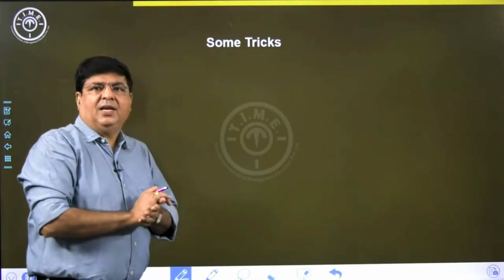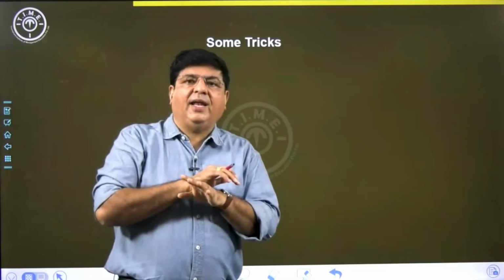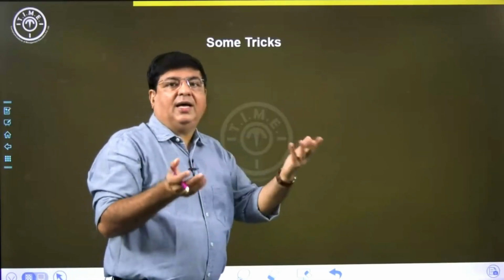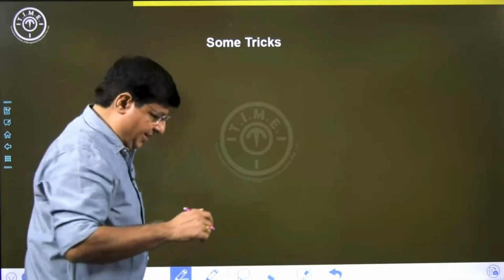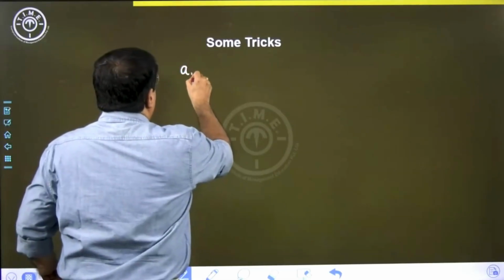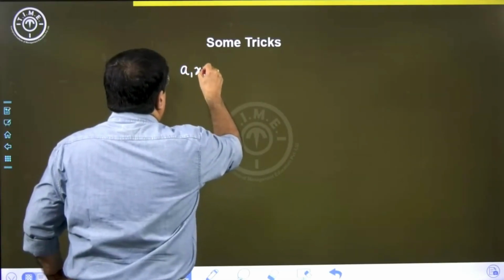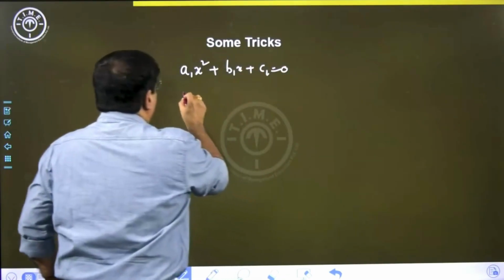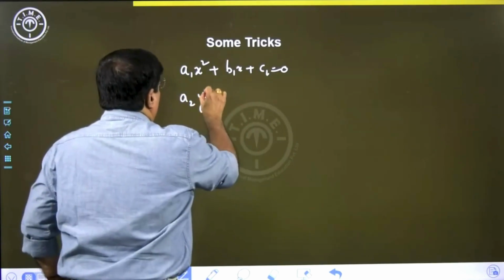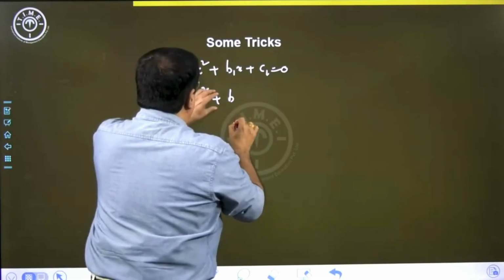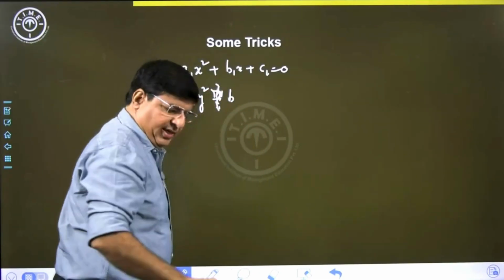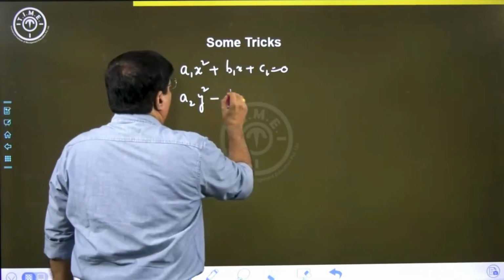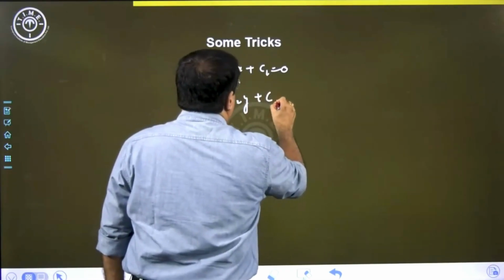Let us see some tricks, special cases of quadratic equations which don't require even getting into the shortcut method. That is also not required. Looking at the problem, you can directly give the answer. I will discuss 2 such cases here. First case, if the quadratic equation is like this, a1x square plus b1x plus c1 is equal to 0. The second equation I will take as a2y square minus b2y plus c2 is equal to 0.